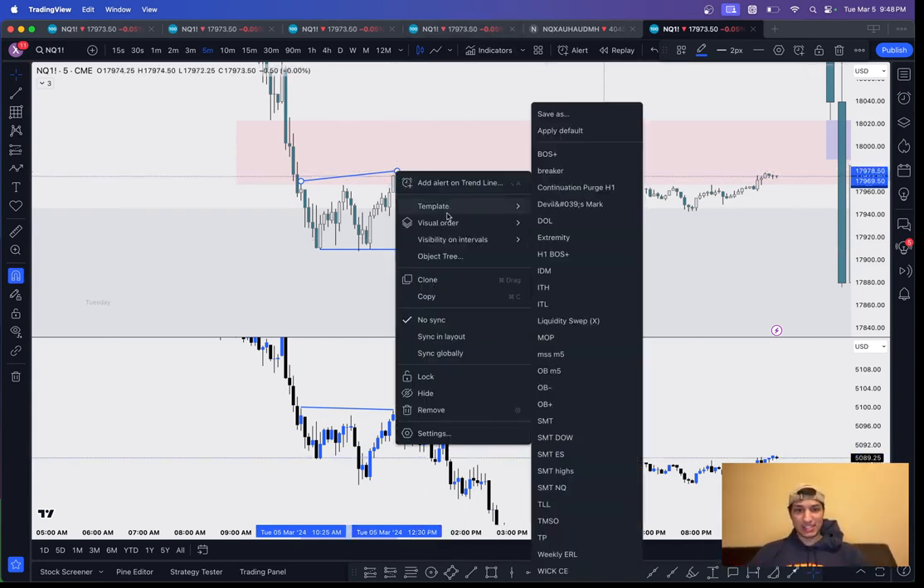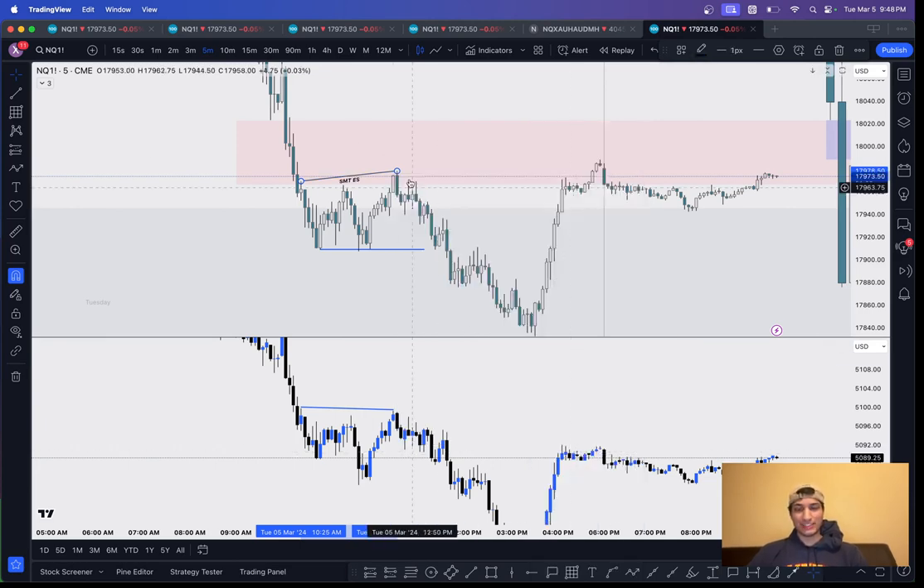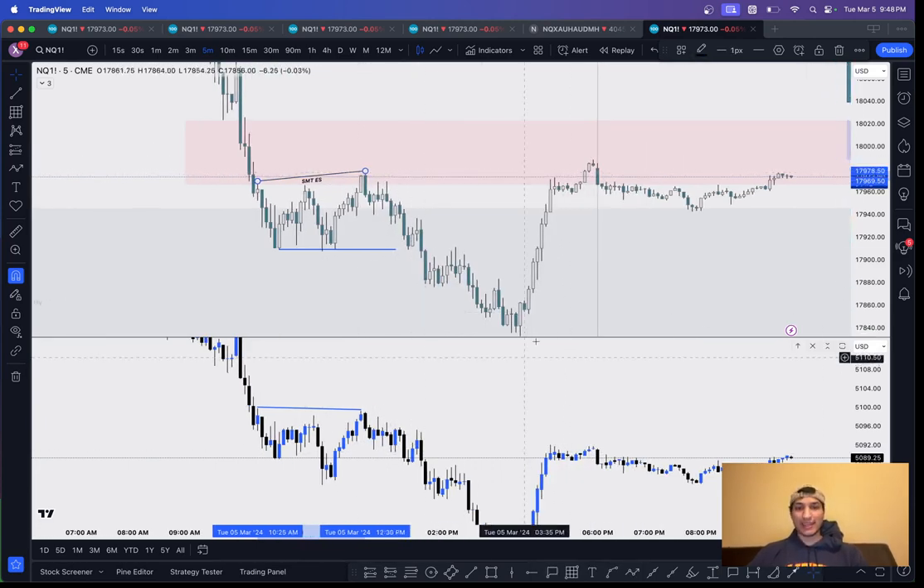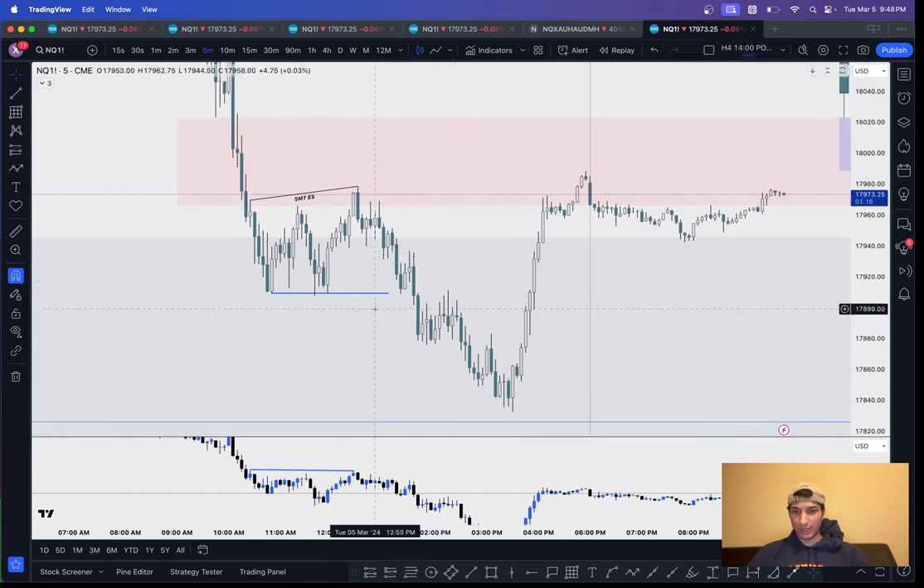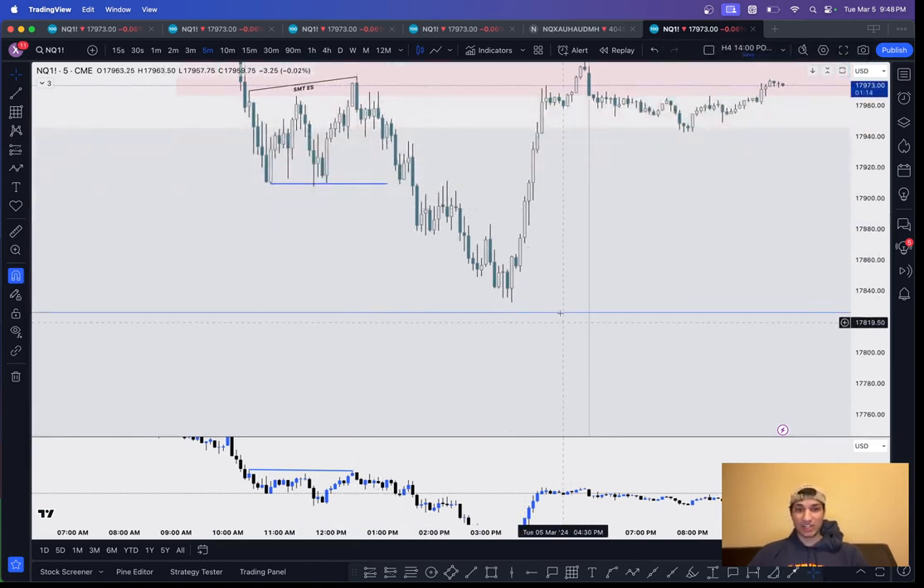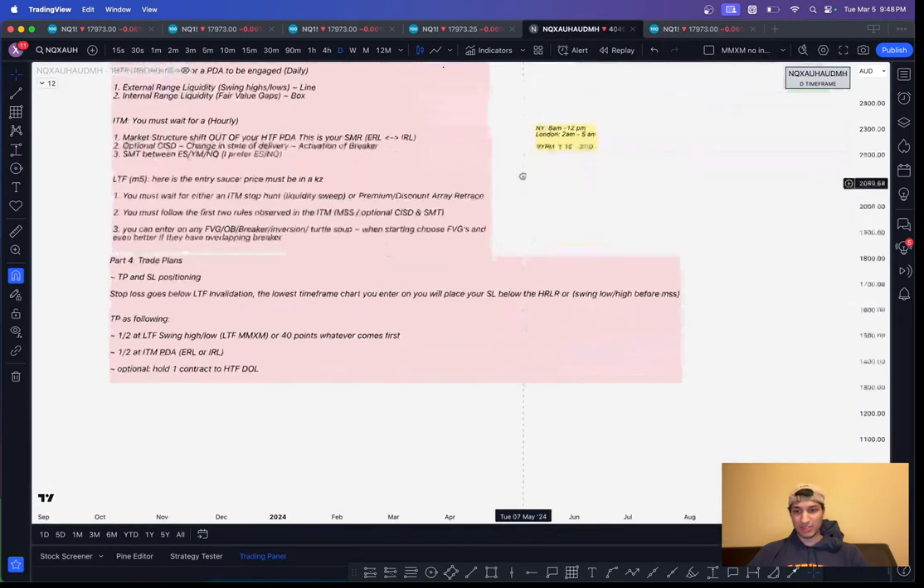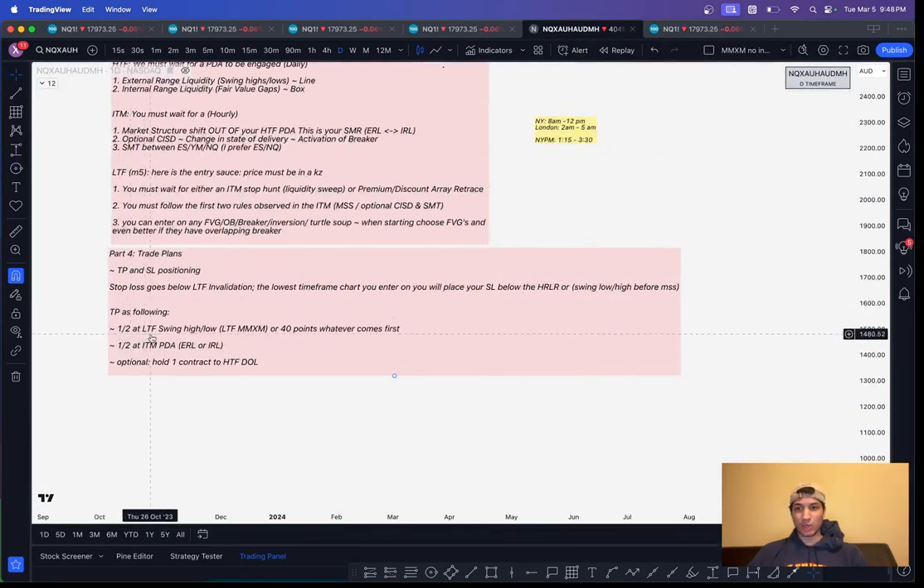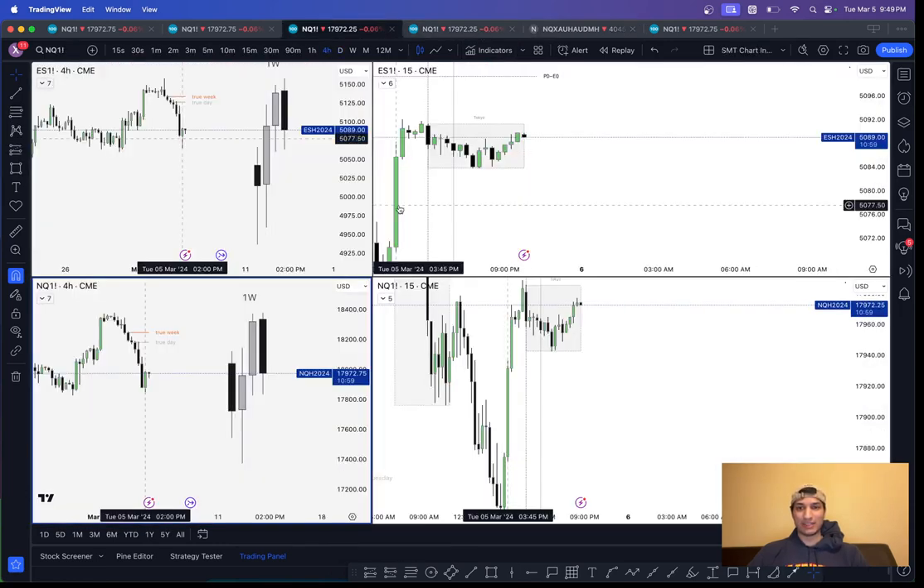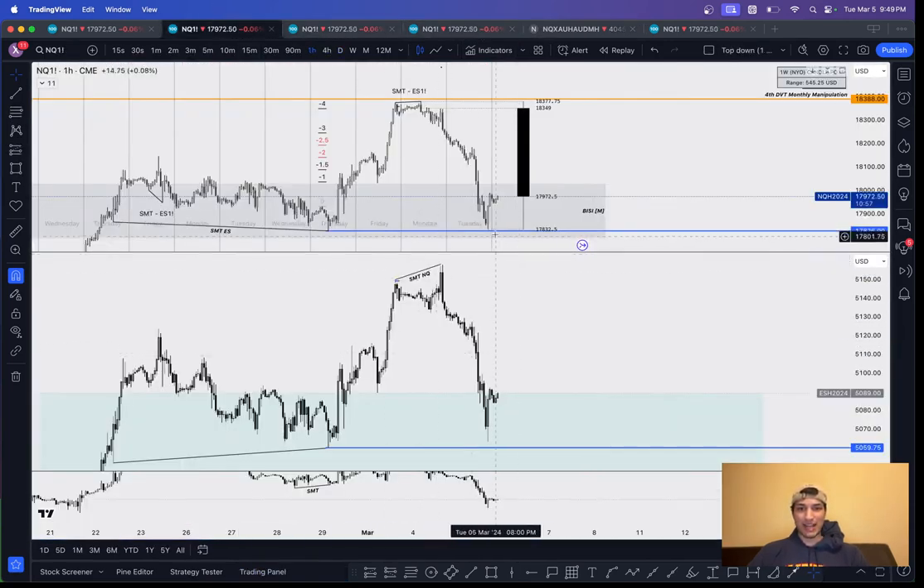And seeing this SMT, seeing our retrace into my inefficiency, where can I get involved? Well, I'm targeting this low. Right? I'm obviously targeting this low for my higher time frame, but again, trade management, 1/2 at the lower time frame swing, right? The lower time frame market maker model, or 40 points. Then 1/2 at the intermediate time frame PD array, which is going to be the same as the higher time frame, which is going to be this swing low down in here.